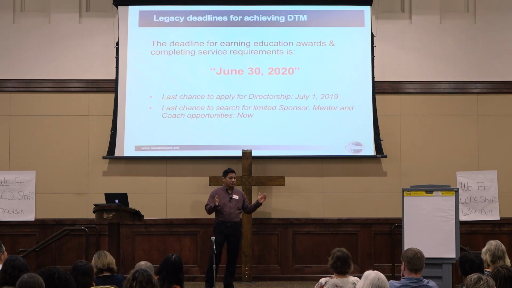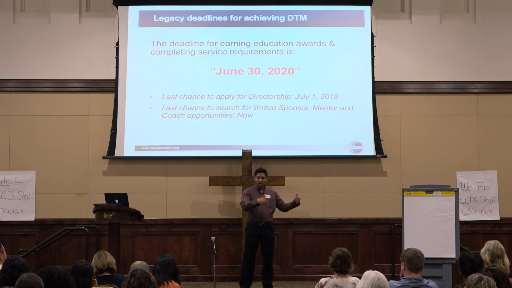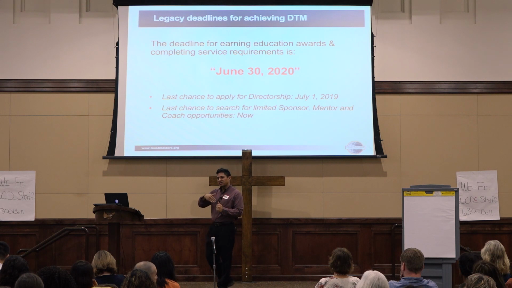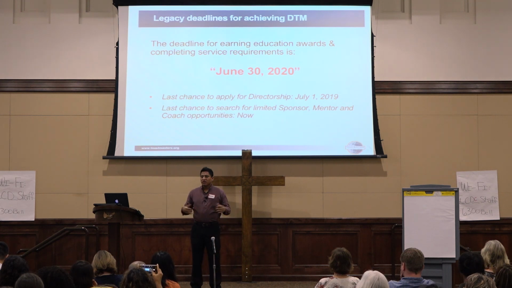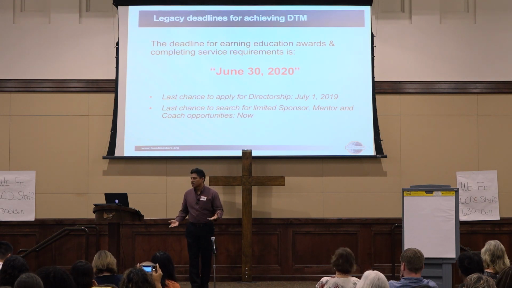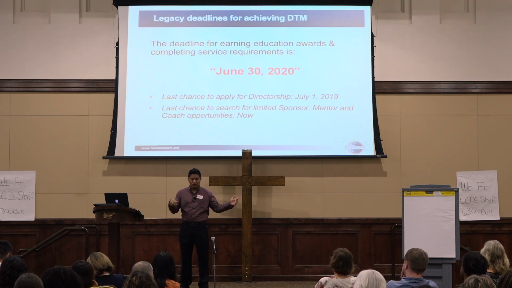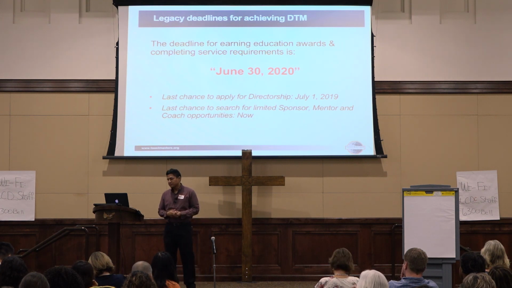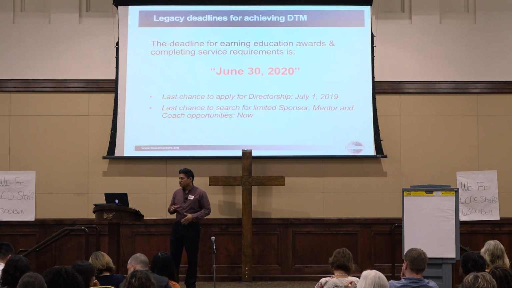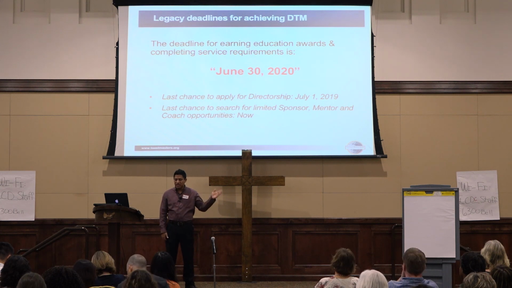So they told me that they're either going to open the window for you to apply for a DTM early in June, or possibly for the first time ever, extend it past July 1st. Again, it's one of those things where they told me, we don't know what we're going to do, it's up in the air, but as long as you completed your year of service next year, or if you're an area director this year, you should be good for the legacy system. Last chance to apply for a directorship is July 1st, 2019.